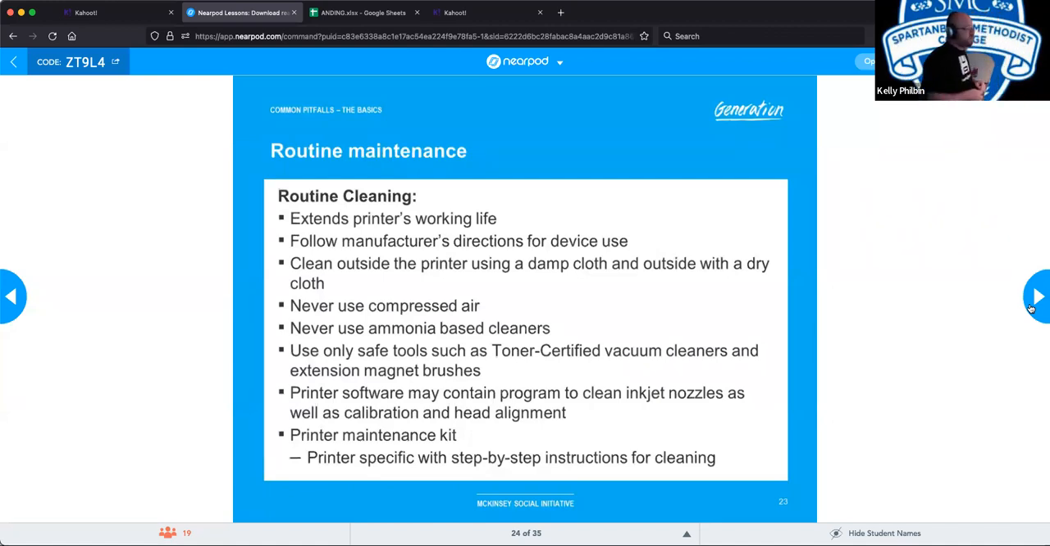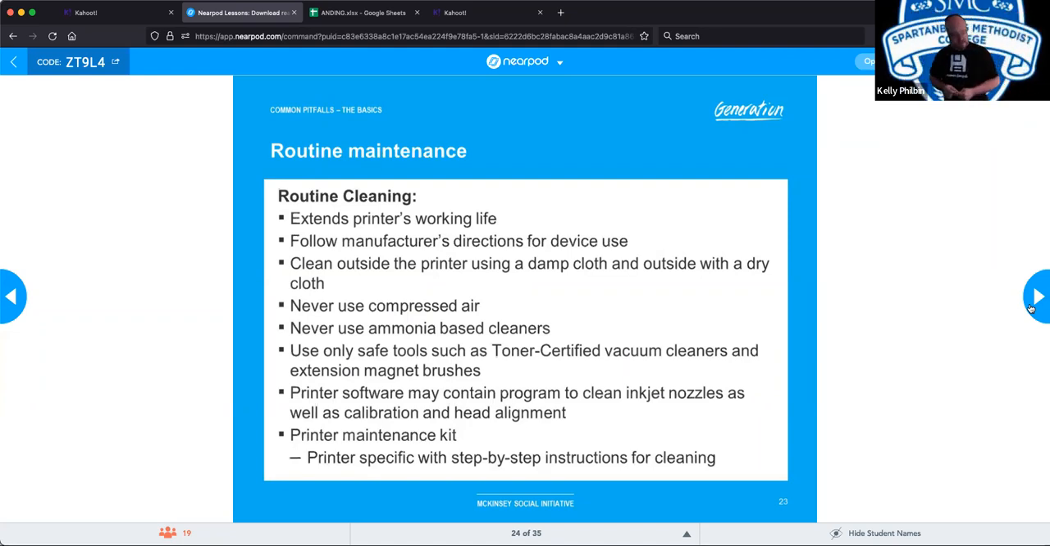Now, you always follow the manufacturer's directions for device use and cleaning. When you're cleaning the outside of the printer, you can use a slightly damp cloth, not chemicals, and then follow up quickly with a dry cloth.